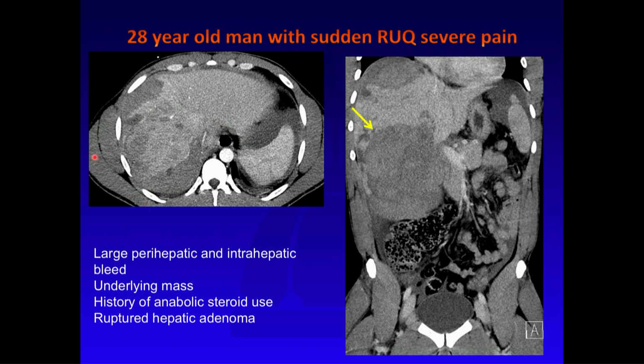There is a big mass with hemorrhage around it, right? So basically, it ruptured, and there is even a subcapsular hematoma here. So it's a mass that ruptured. Now, he had a history of anabolic steroid use, and basically, it was a ruptured hepatic adenoma in a man. Of course, we think about it in women on oral contraceptives, but again, history is key here.